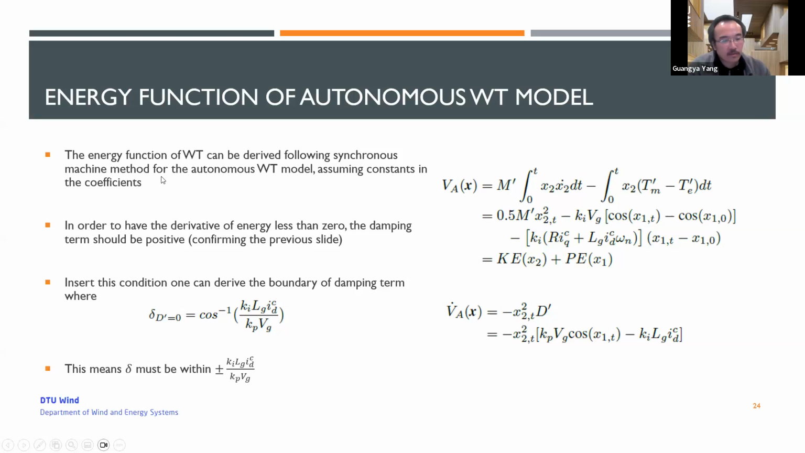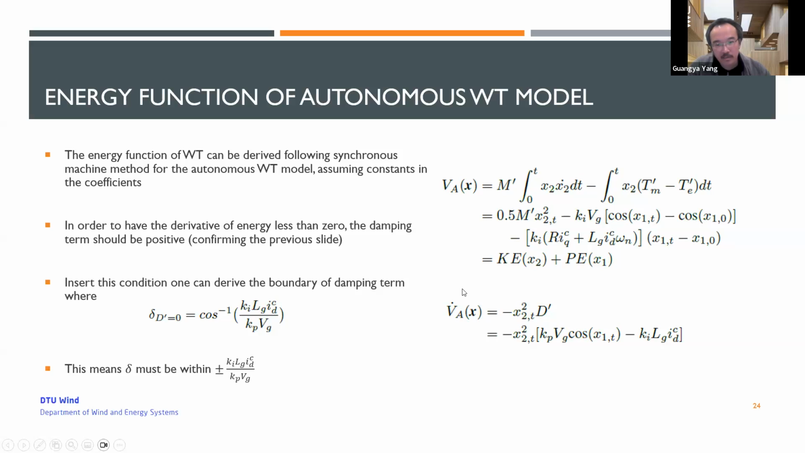So if we look at this autonomous wind turbine model and try to develop the energy function on it, assuming the coefficients of this second-order system are constant, then we are able to develop an energy function just like a synchronous machine. We apply the equation used for a synchronous machine, and then we can get an energy function.